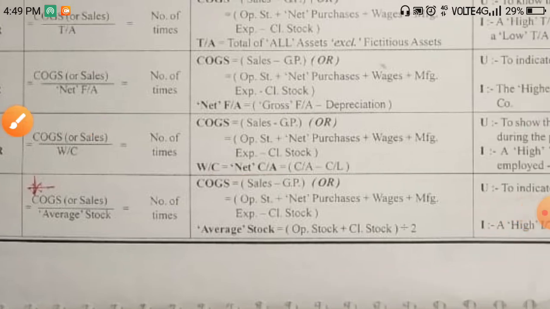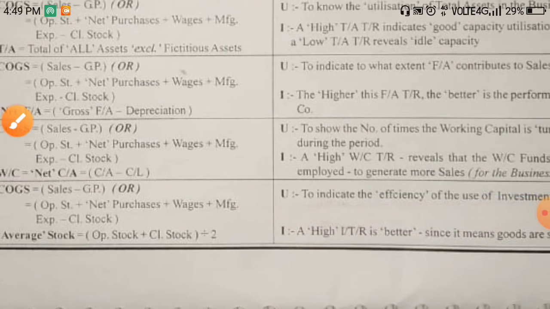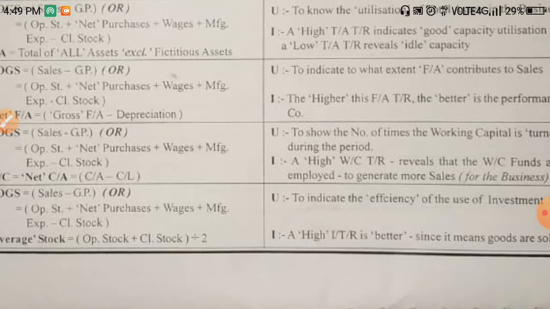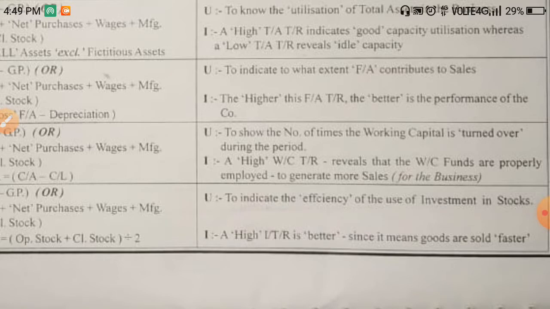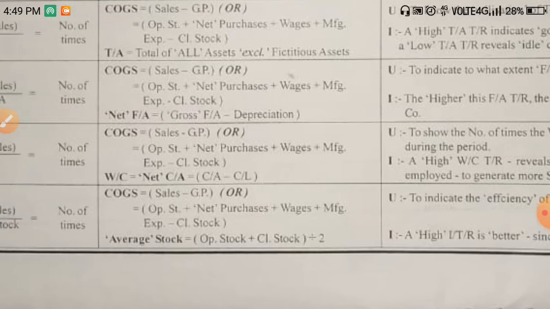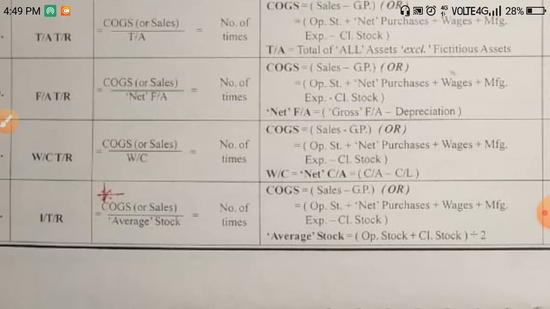Next, what is the use? To know how many times working capital is turned over during the period. A high working capital turnover ratio reveals that working capital funds are properly employed to generate more sales for the business. This is how we will interpret it.